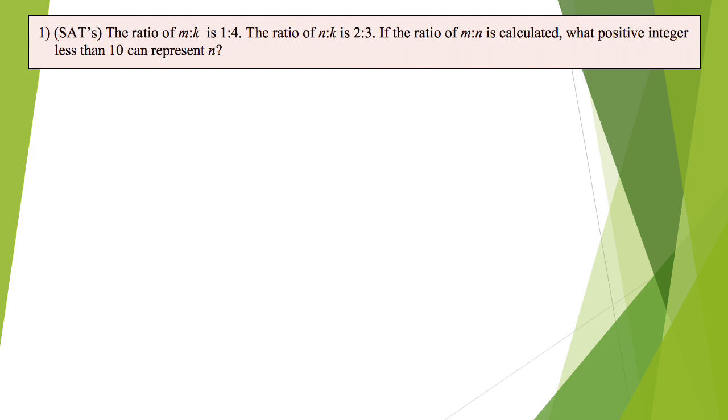Since this is a sample, each of the problems is based upon different concepts in mathematics. Problem 1 is based upon the SATs. The ratio of m to k is 1 to 4. The ratio of n to k is 2 to 3. If the ratio of m to n is calculated, what positive integer less than 10 can represent n?